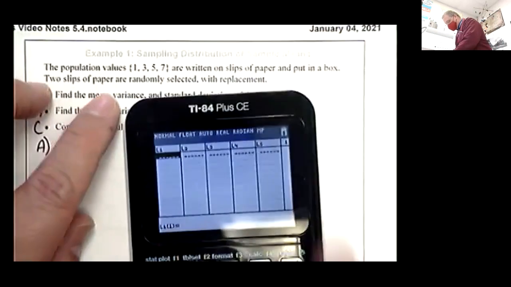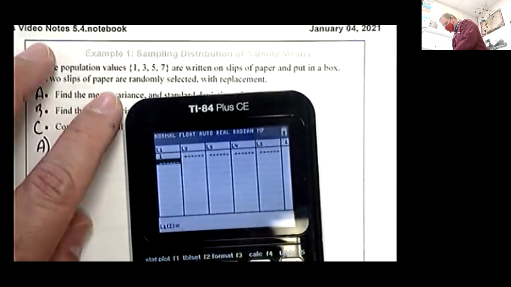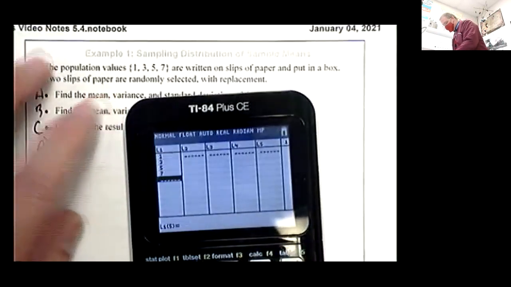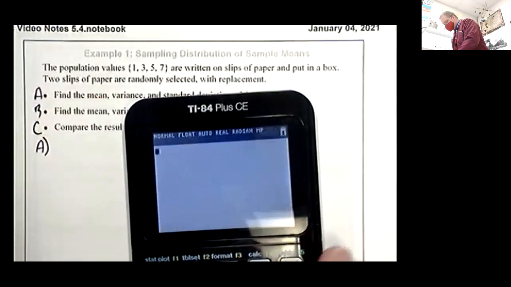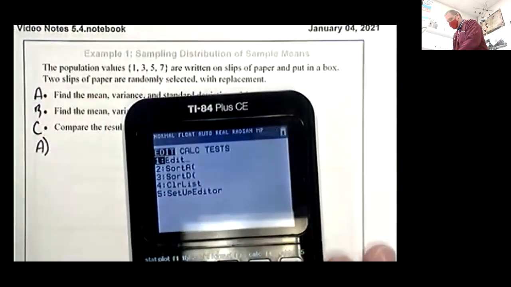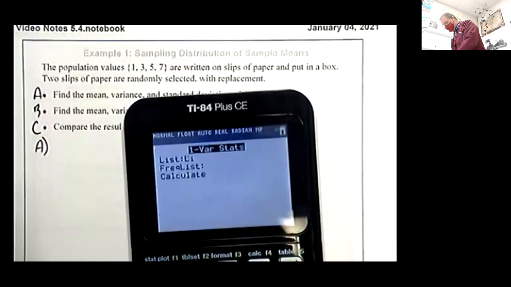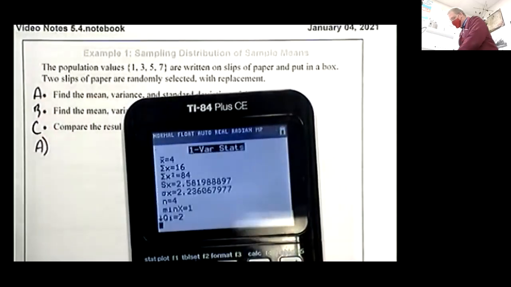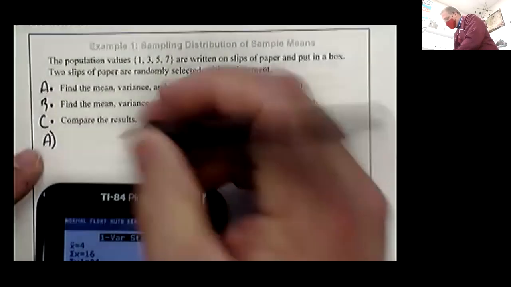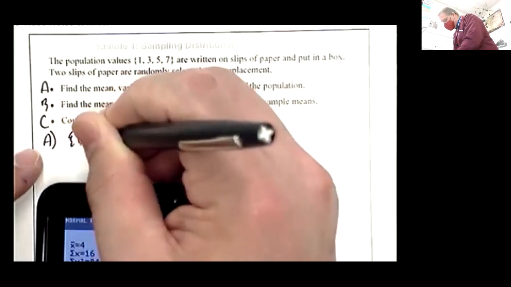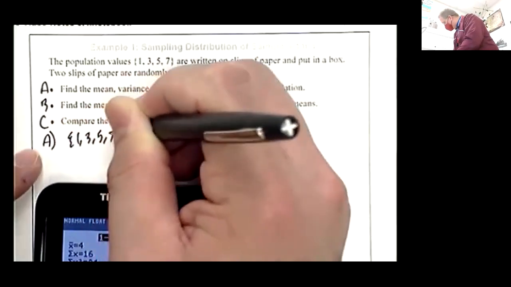So we want 1, 3, 5, and 7. And we want to quit, then stat, and we want to run calc, one variable stats. We'll do that in list 1, calculate. So we get for 1, 3, 5, and 7.